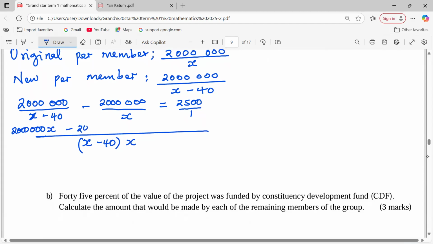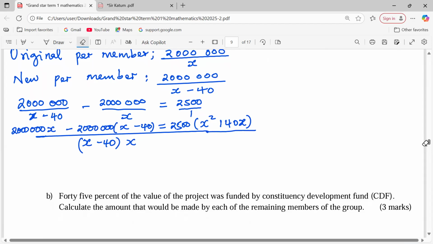So 2 million into x minus 40. This is equivalent to, we divide LCM by the last denominator there, which is just 1, and the LCM shall remain just as it is. So 2500 into x squared plus 40x. That's a minus, sorry. Should be careful with signposts. Very careful.